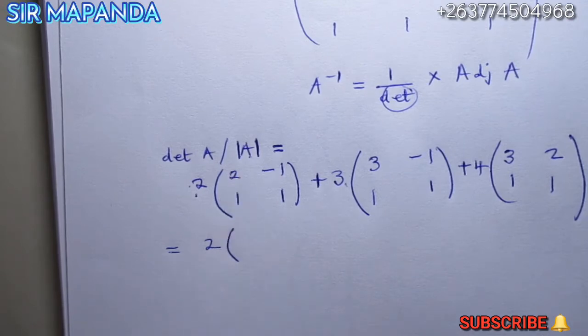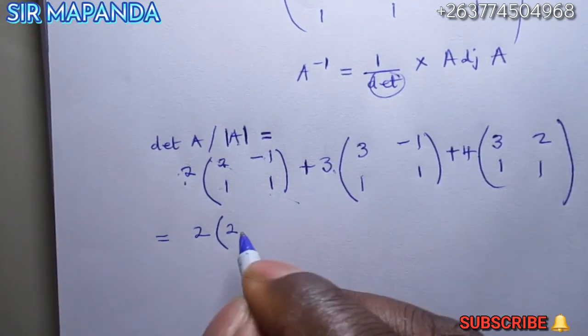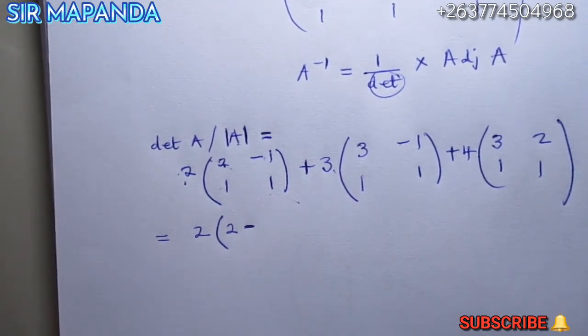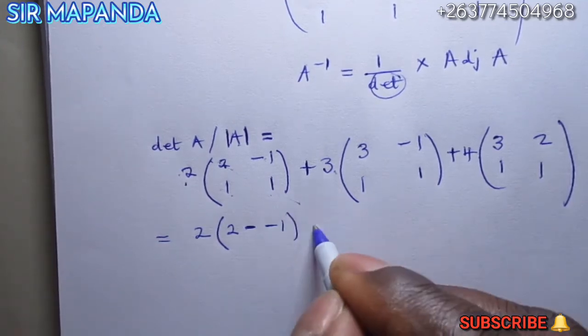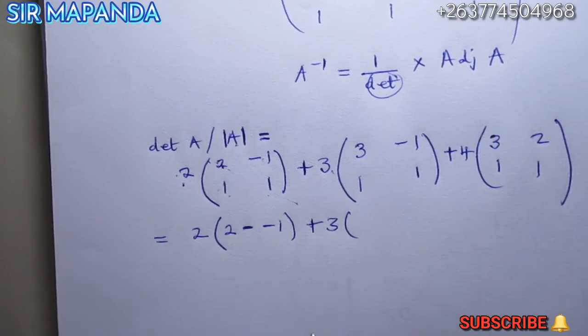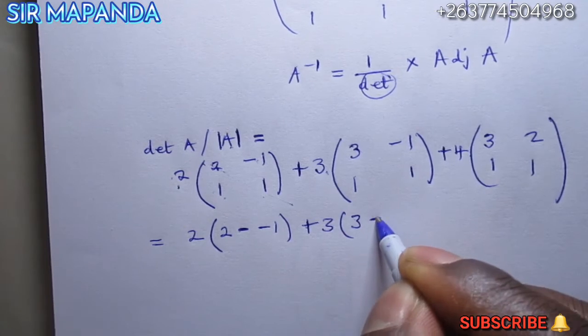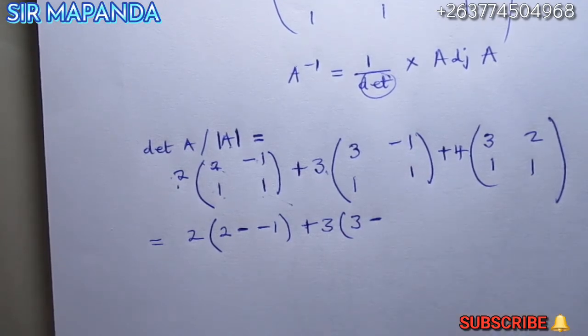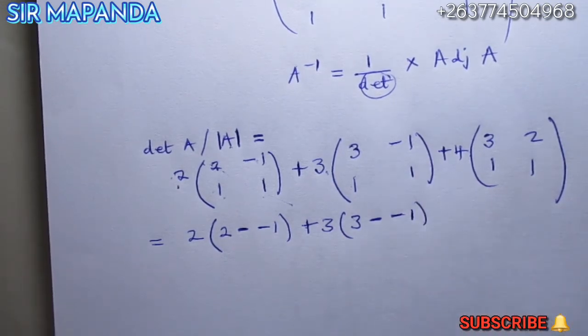So what is the determinant of 2 minus 3, 1, and 1? You start by multiplying this first diagonal. 2 times 1, you get 2, you write 2. But before you multiply the second diagonal, you start by putting a negative sign. Do not forget that. 1 times minus 1, you get minus 1. We are done with the first bracket. Then you write plus 3, open bracket. 3 times 1, the first diagonal, you get 3. But before you multiply the second diagonal, you start by putting a negative sign. 1 times minus 1, you get minus 1. I hope you are following.